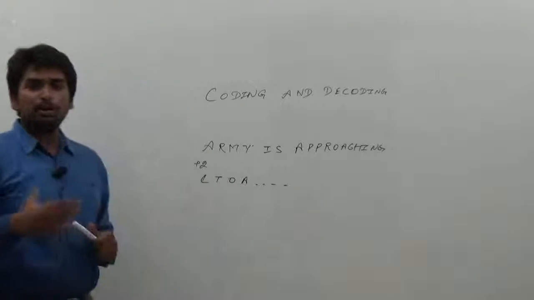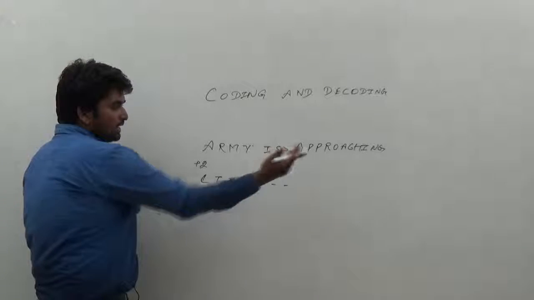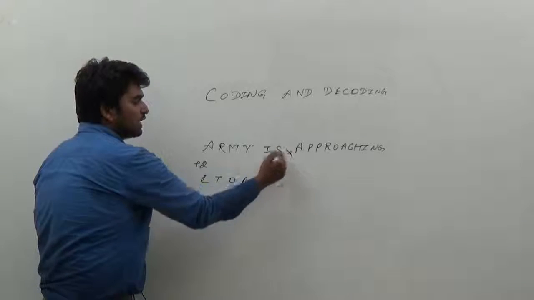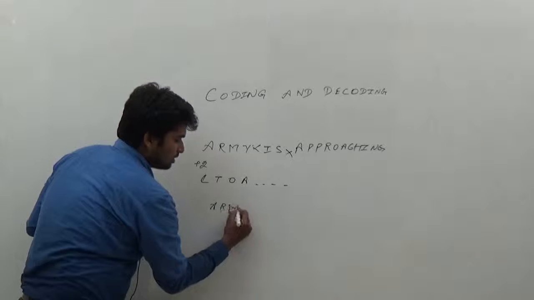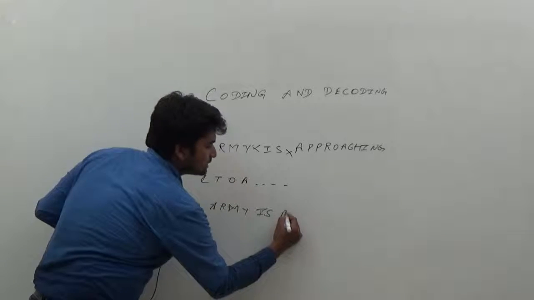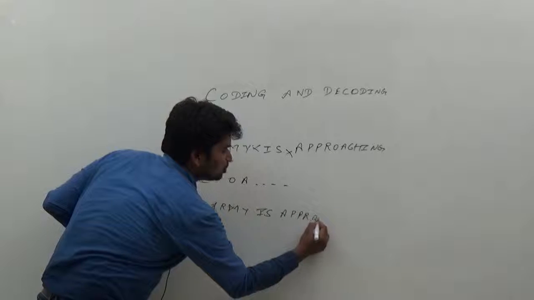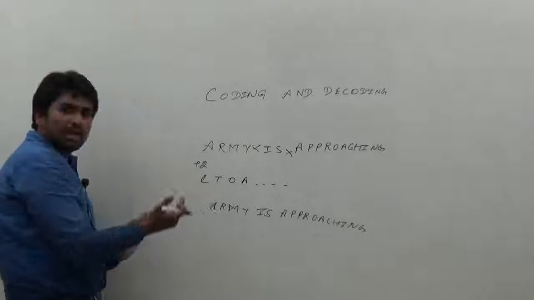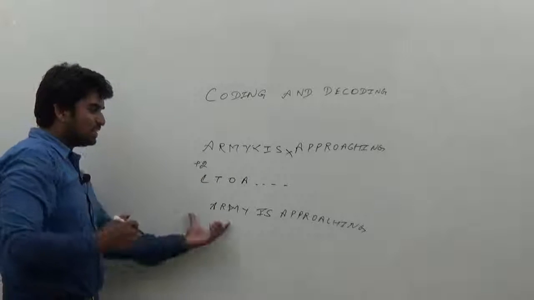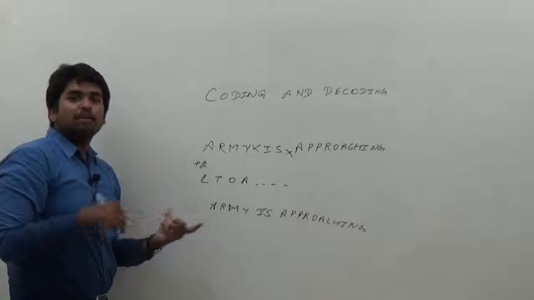Now if I have to make it a bit more difficult, I compress the gaps, I remove the gap. Army is approaching. I find it difficult. Now I don't find the gap, so I will not be able to recognize that there are actually 3 words. I cannot crack the code.